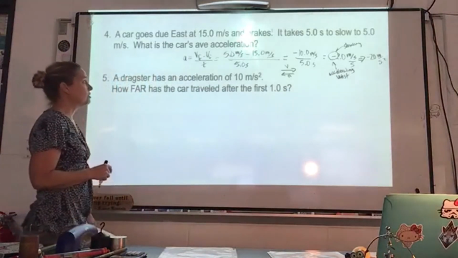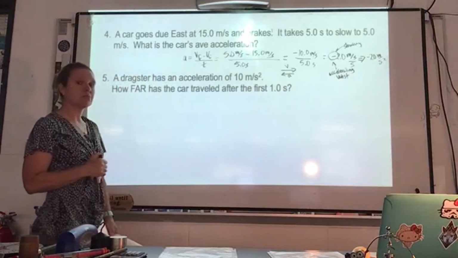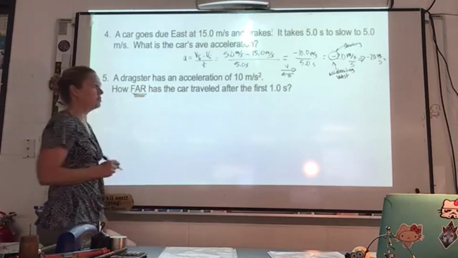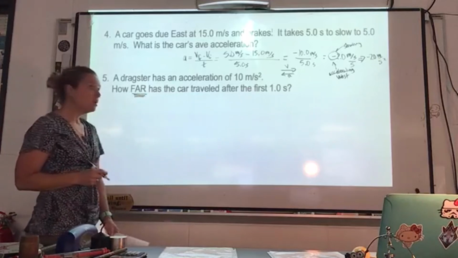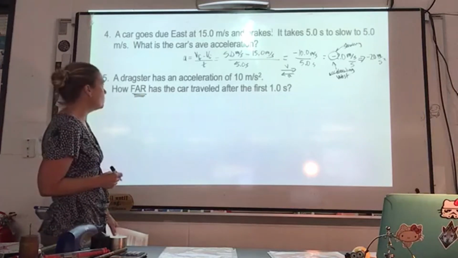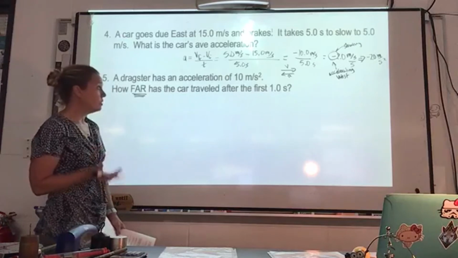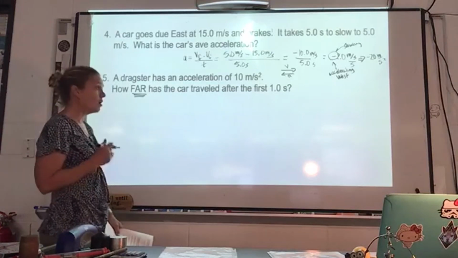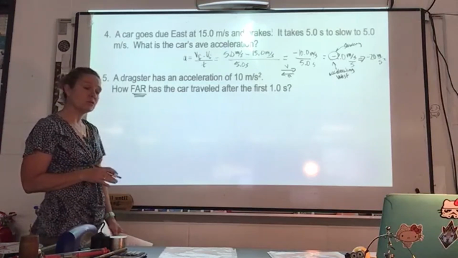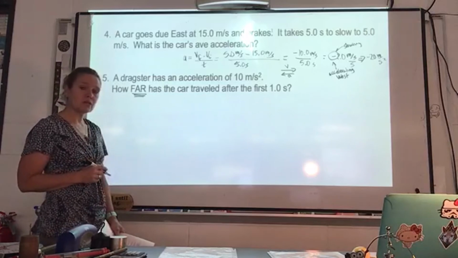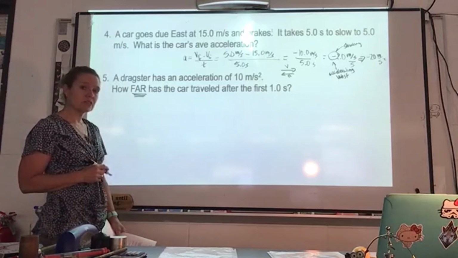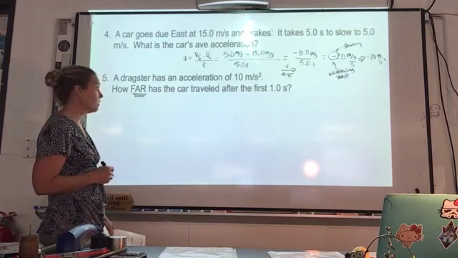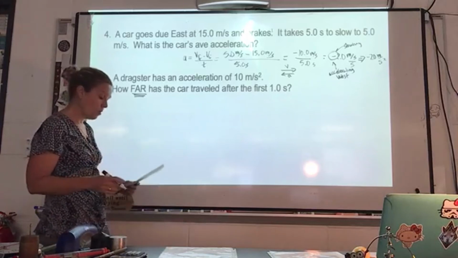A dragster has an acceleration of 10 meters per second squared. How far has the car traveled in the first second? Oh, nice numbers, Miss Jones. Thank you. Making this super easy. You give me the acceleration is 10 meters per second squared. How far did it go in 1 second? I want everyone to quickly jot something down. Do you have an answer for this? Set up the problem, or do it in your head if you think you want to.